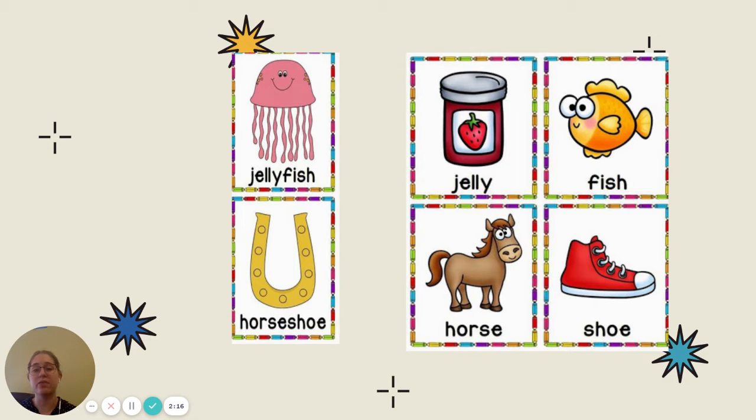Let's look at some more examples. We have jellyfish. If we deconstruct jellyfish, that gives us jelly and fish. So a fish that's kind of jelly looking helps us figure out our compound word jellyfish by looking at the two words jelly and fish. And horseshoe, when we deconstruct horseshoe, we have horse and shoe, which helps us know that a horseshoe is a shoe that's made for a horse.